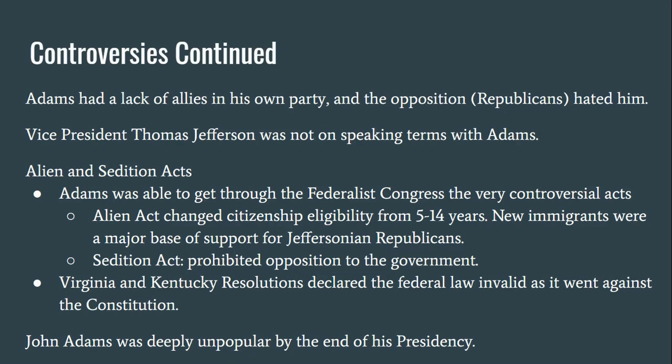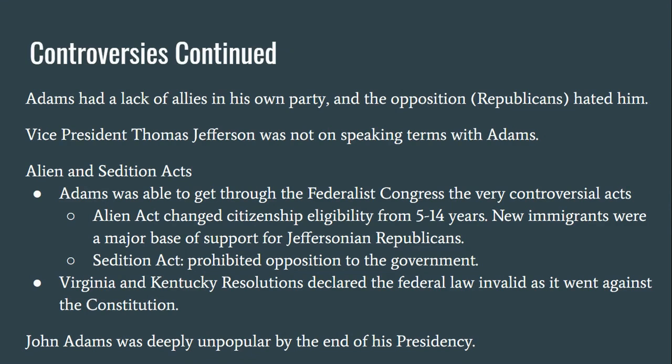The pressure of his political enemies drove Adams and the Federalist Congress to pass the very controversial Alien and Sedition Acts. First, the Alien Act made it more difficult for immigrants to gain citizenship. The reason for it was that radical French immigrants would attempt to subvert the government with radical candidates for office. The act hurt the Jeffersonian Republicans as immigrants were a major base of support.